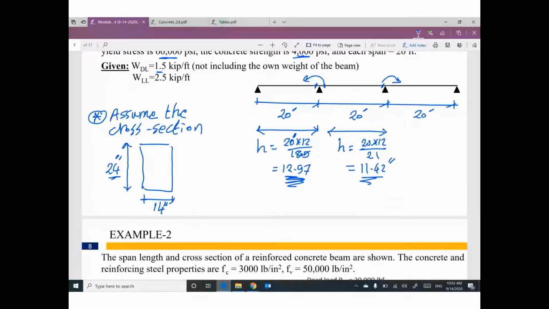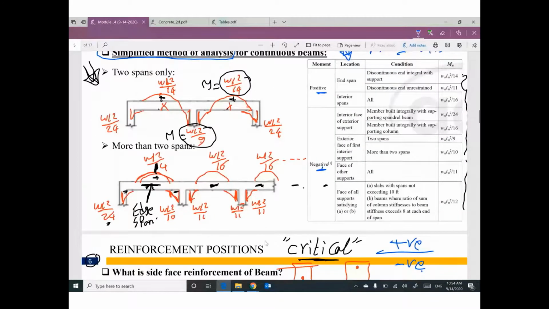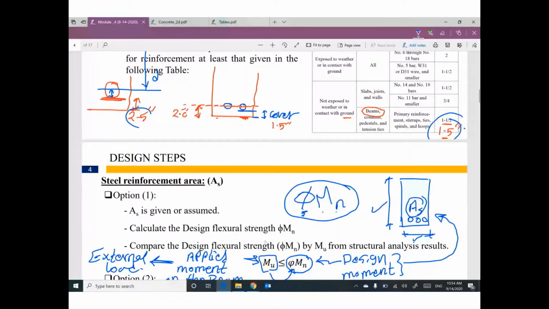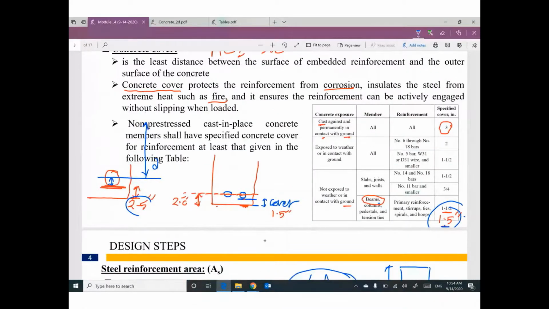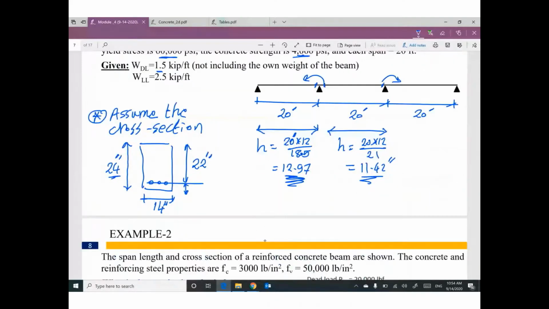What else? If you have steel reinforcement here, can you tell me what is the depth? I can tell you: 24 minus 2 will be 22. For beams, I'm going to assume the clear cover is 1.5. I can increase it a little bit to 2 inch or 2.5 inch, it's up to you. Someone will assume 2.5. That's fine. So this one will be 21.5.